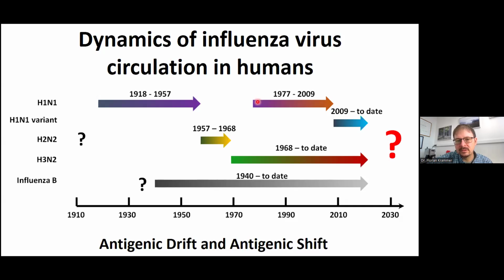1977, H5N1 came back, a very similar virus to the one that went extinct in 1957. This then circulated until 2009. And in 2009, another H5N1 virus, distinct from this one, jumped from pigs into humans, and that's our 2009 H5N1 influenza pandemic. And so the situation is relatively complex in humans.